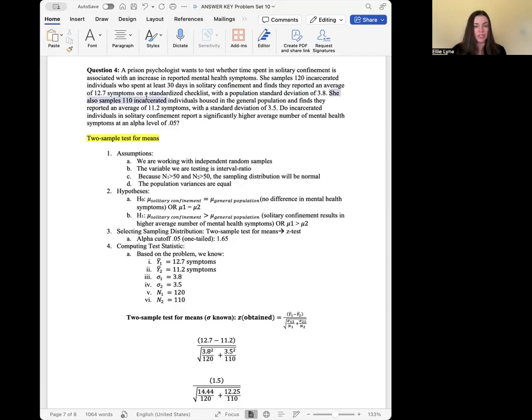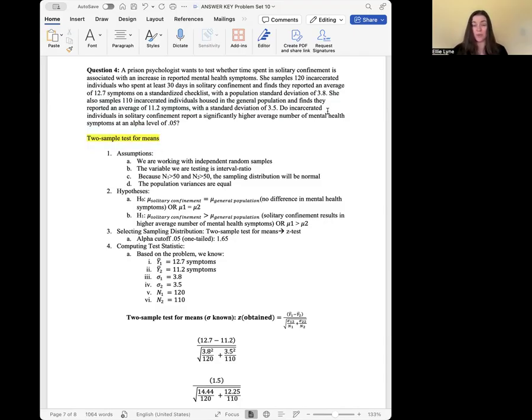She also samples 110 incarcerated individuals housed in the general population and finds they reported an average of 11.2 symptoms. Okay, that's showing me that there are two distinct groups from one another, right? Those in solitary confinement and those within general population. I see the word average pop up here again. So with that being said, I'm pretty confident that we will be conducting a two-sample test for means.